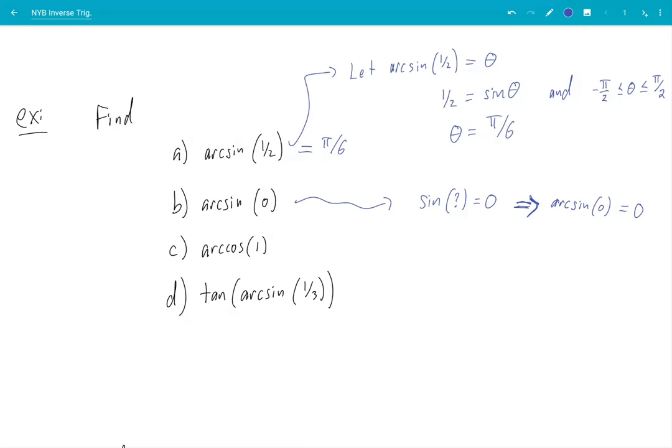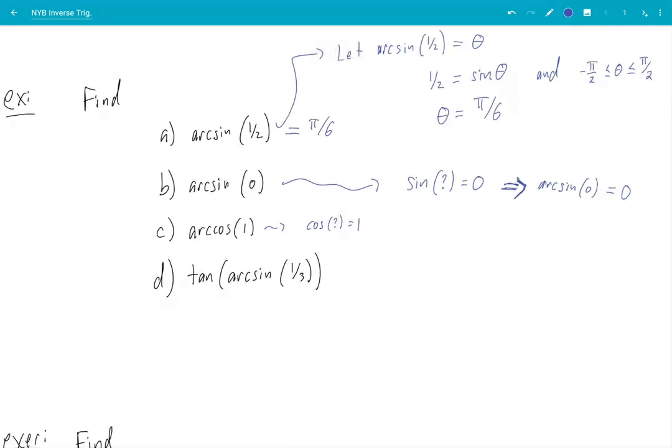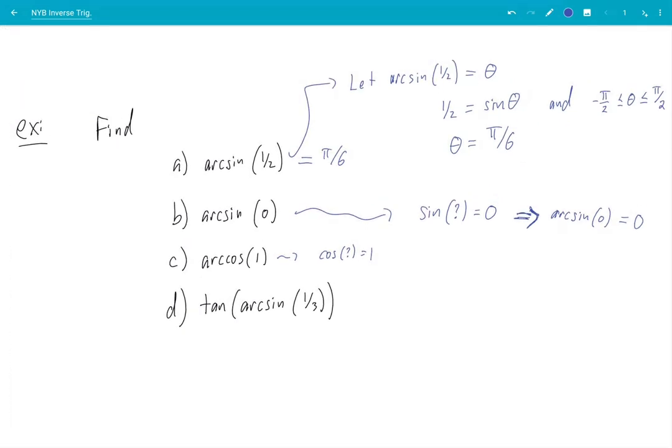Okay, arc cos of 1. So cosine of something is 1. Cosine of what angle is 1? That's also 0. So arc cosine of 1 is 0. Because looking here, cosine of 0 is 1.